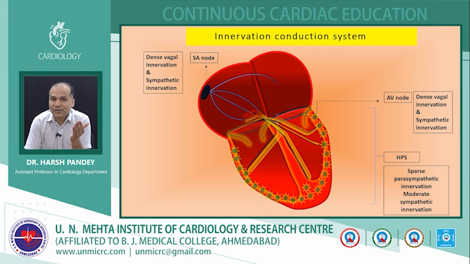So whenever the impulse arrives at the His-Purkinje system, they are not able to conduct through the His-Purkinje system, and the conduction system may worsen also. So the sympathetic nervous system and the parasympathetic nervous system have an indirect effect on the His-Purkinje system, and they will have a direct effect on the SA node and the AV node.